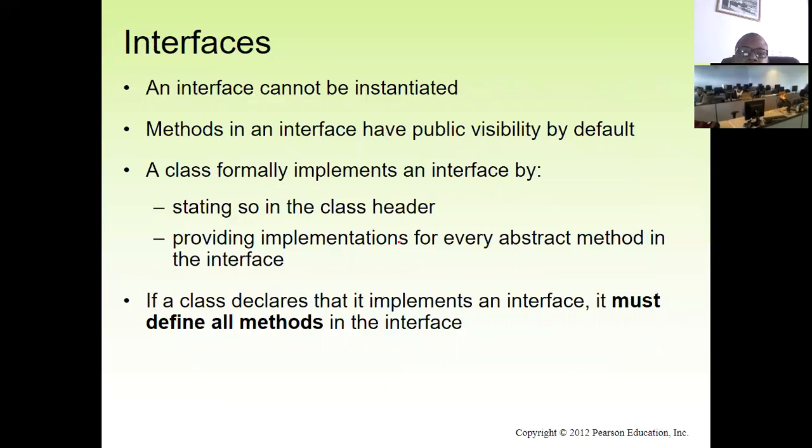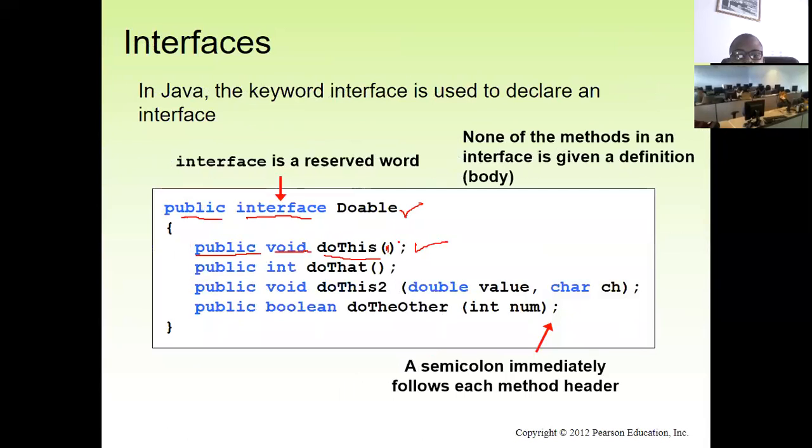Again, interfaces cannot be instantiated. So methods in an interface have public visibility by default, and a class formally implements an interface by stating so in the class header and providing implementations for every abstract method in the interface. Right? So if a class declares that it implements an interface, it must define all methods in that interface. So any class, for example, that says it implements the Doable interface, as you see here, right, must have a method called doThis, one called doThat, one called doThisToo, and one called doTheOther. Yes?